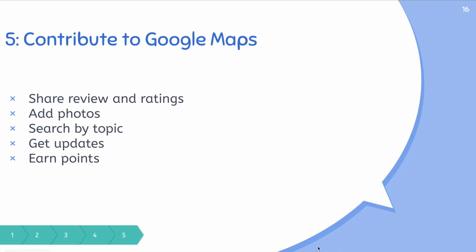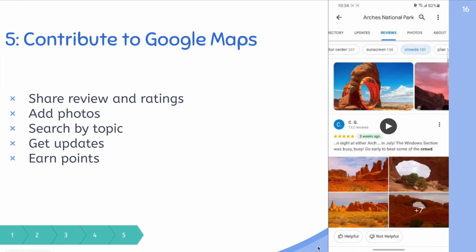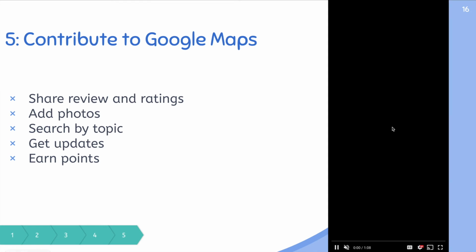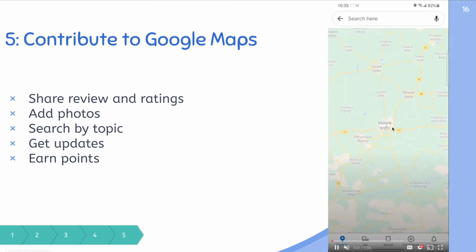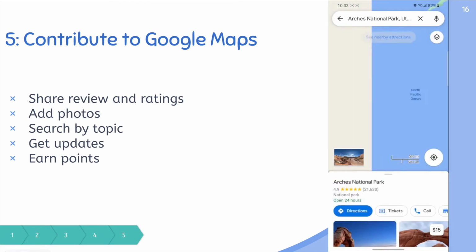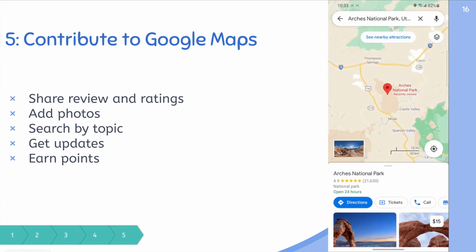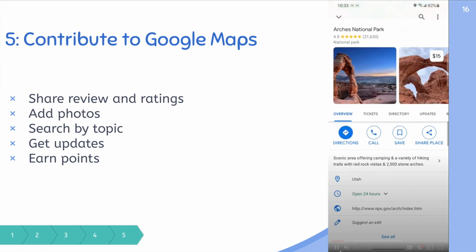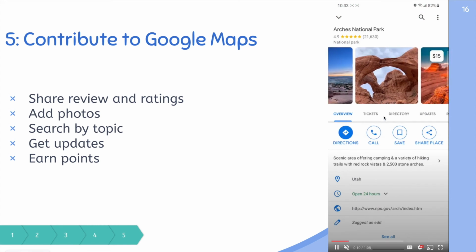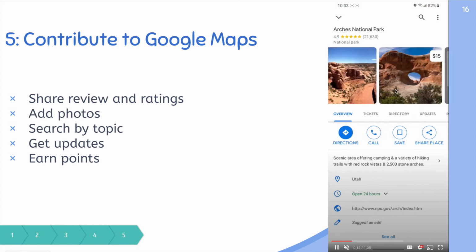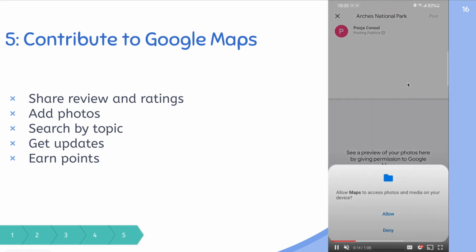Now the next feature that we're going to look at is how you can contribute to Google Maps. So you can contribute to Google Maps by going to a location that you want to contribute for. So let's say Arches National Park. This is a really cool national park in US. Do check it out. इसके काफ़ी cool pictures हैं. Now इसमें आप अगर scroll करते हैं pictures पे, get an option of add pictures.